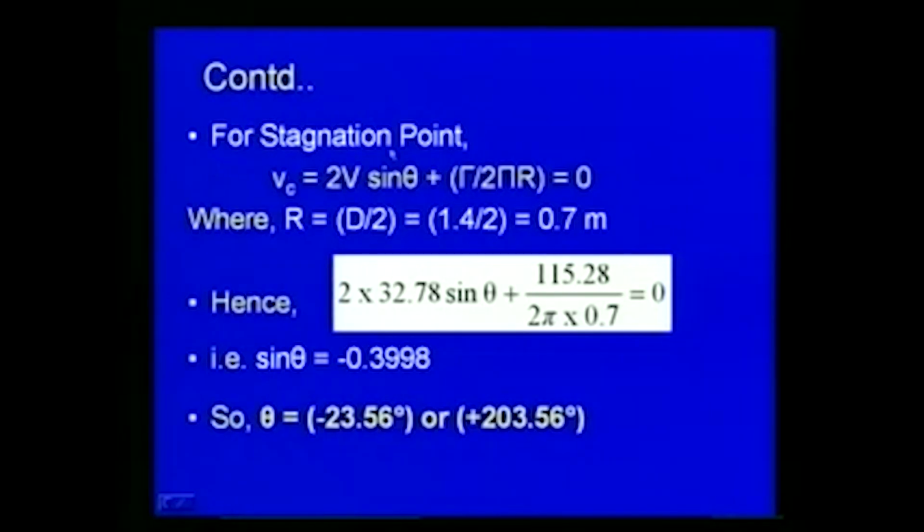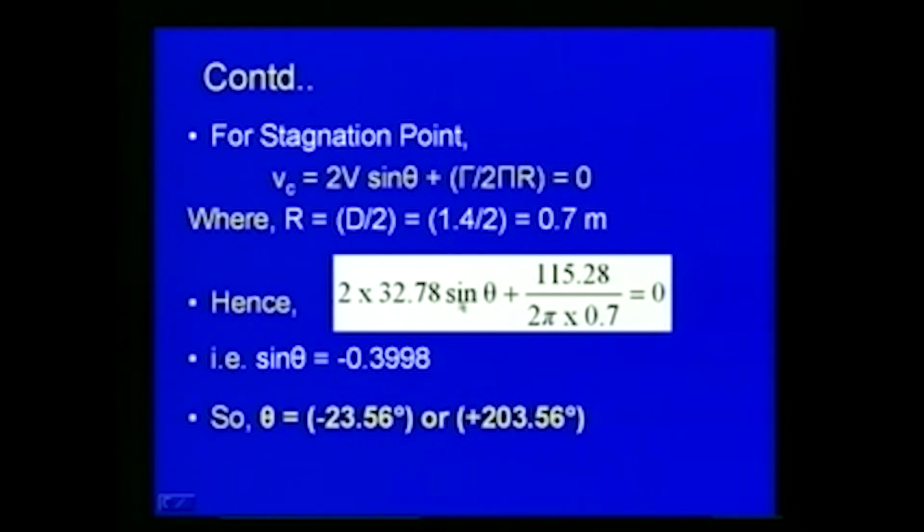So, if you put the force to find out the stagnation point, we can see that the velocity on the periphery should be equal to 0. So, we can write V_c is equal to 2 V sin theta plus gamma by 2 pi r, the circulation by 2 pi r, that should be equal to 0. Here r is equal to d by 2, that is equal to 0.7 meter. So, we can equate this expression to 0.